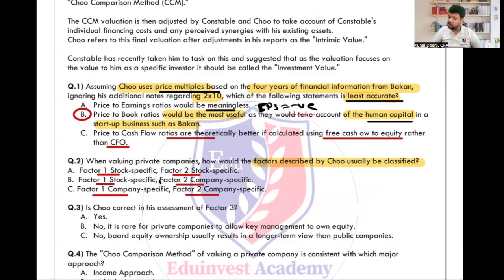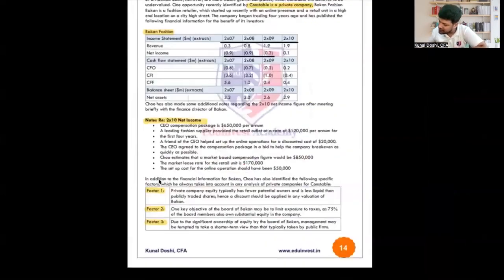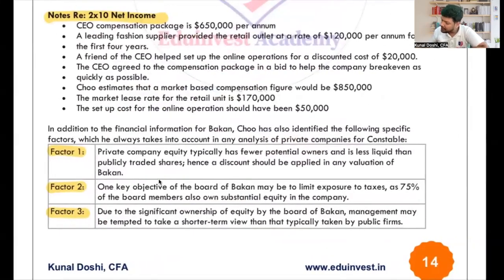So you have to look at stock specific and company specific. Stock specific factors are related to the trading or liquidity. Company specific factors are related to the company's business model. So we have to identify whether factor 1 and factor 2 are which type of factors. First, private company equity typically has fewer potential owners and is less liquid than public shares. This is a stock specific factor, isn't it? Liquidity is related to the stock.